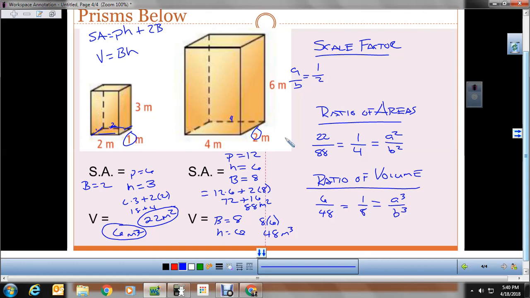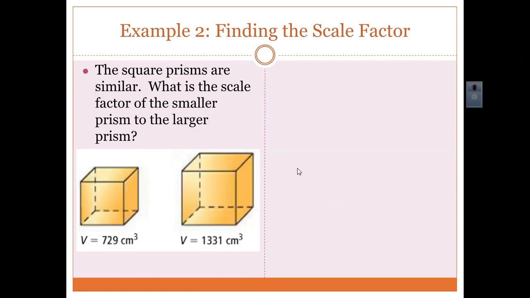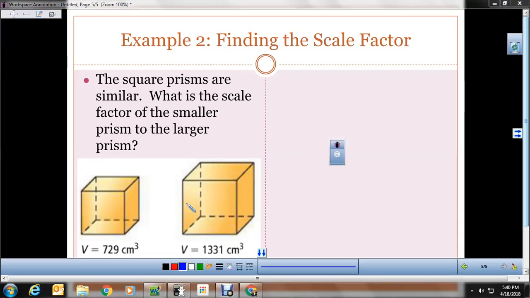So let's take a look here at our next example. The square prisms are similar. What is the scale factor of the smaller prism to the larger? So smaller to larger means we're going to put the 729 over 1331.